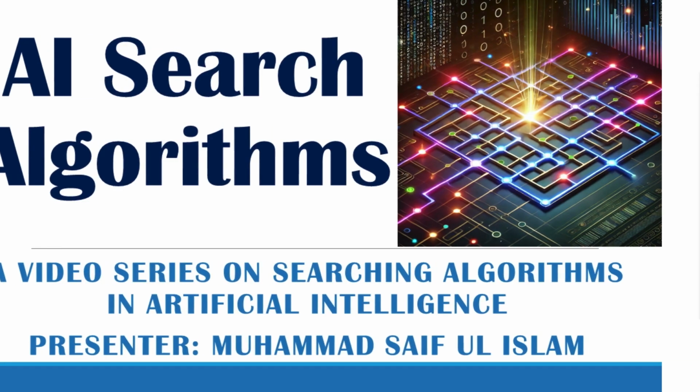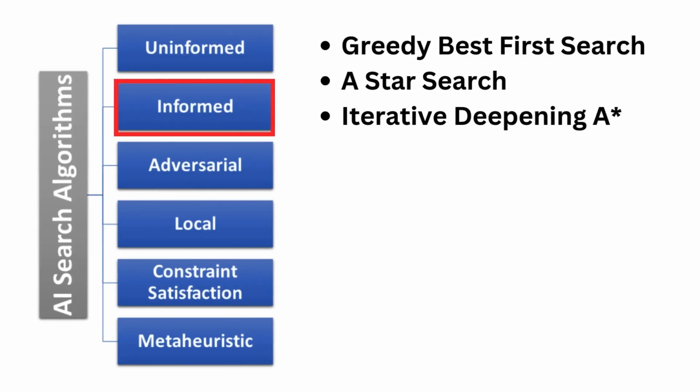In the previous video, we started informed search algorithms and discussed greedy best first search. In this video, we will discuss A-star search and its variants. A-star actually combines the strategy of two searching algorithms.